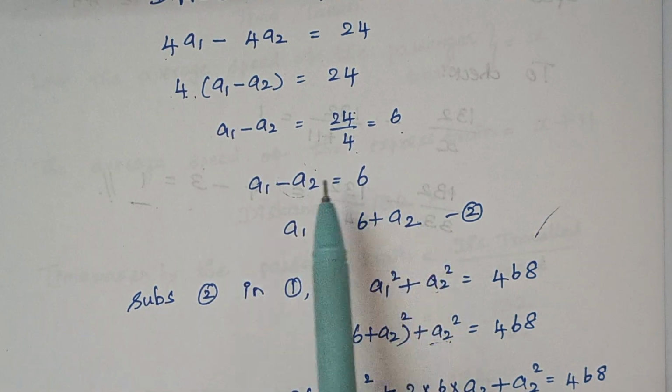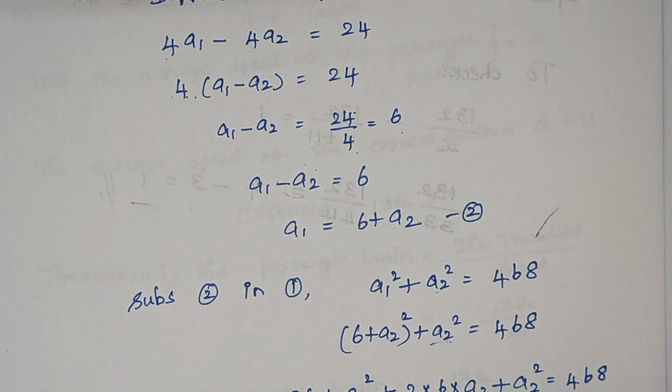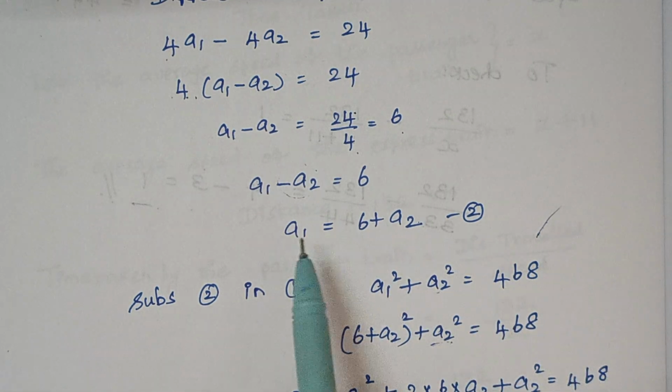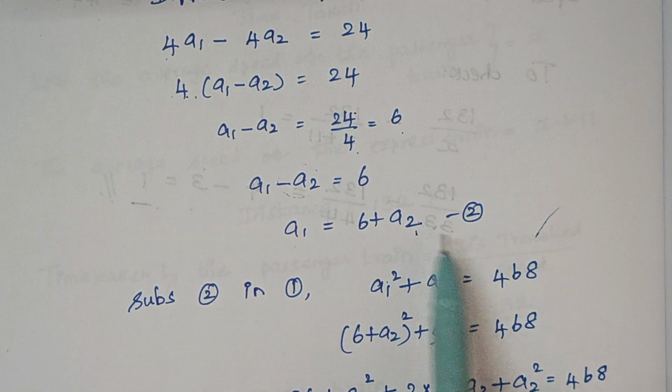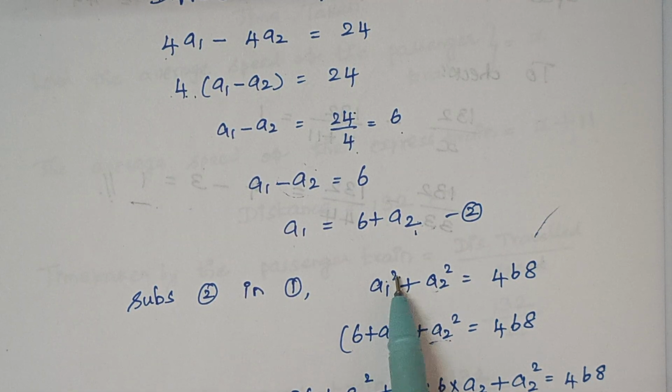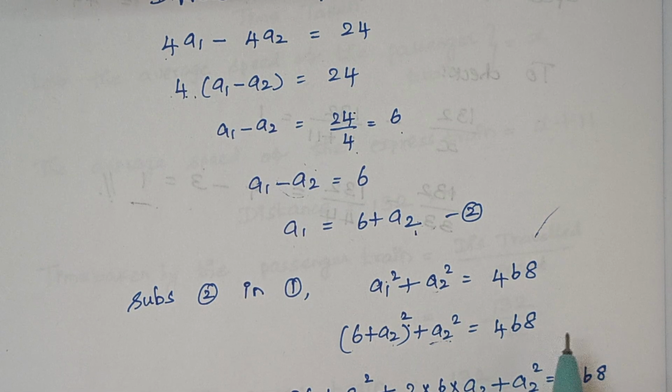Here this is up to you. Even you can write a2 in terms of a1. In any way it is correct. But here I had written a1 in terms of a2. So in the place of a1, I am writing it as (6 plus a2) whole square, plus a2 square equal to 468.